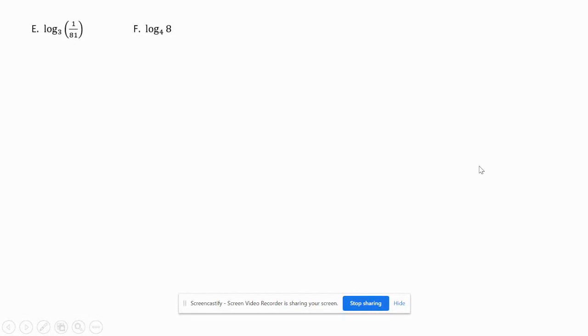All right, E, log base 3 of 1 over 81. This means 3 to the y equals 1 over 81. What we have to remember about reciprocals like this is that we know 81 is 3 to the 4th, so 1 over 81 would be 3 to the negative 4. Therefore, our y value here is negative 4. Next, log base 4 of 8.